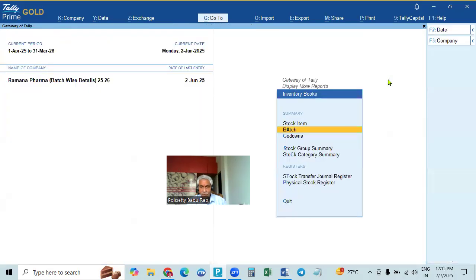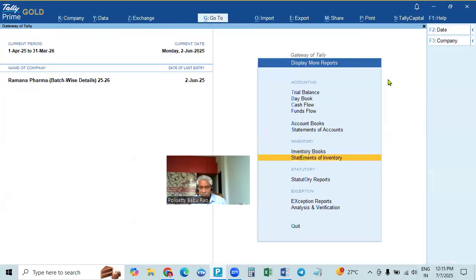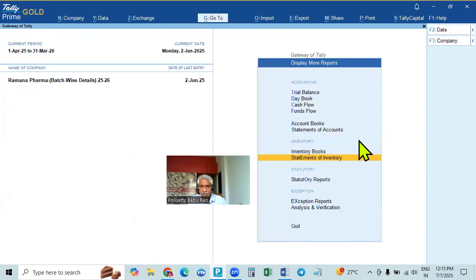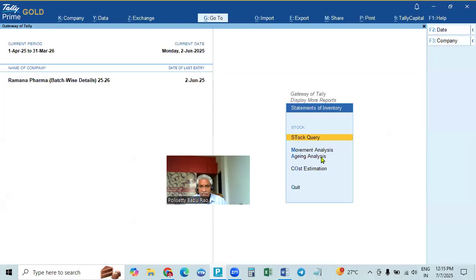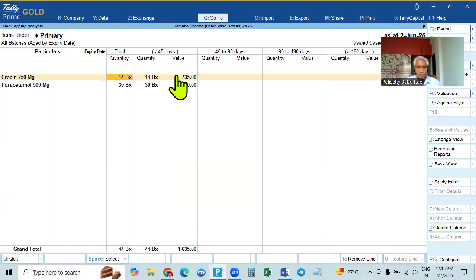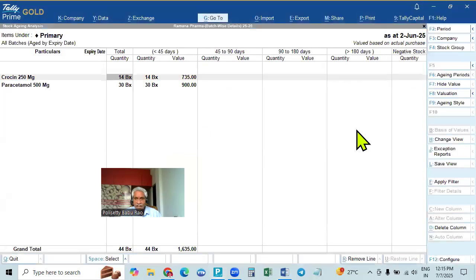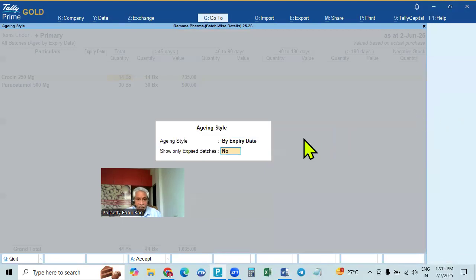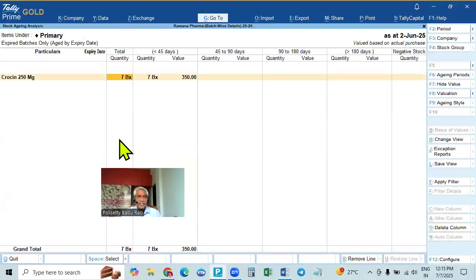Okay. And if you want to see the details of the expiry date also, come to statement of inventory, then come down to aging analysis. So in the aging analysis, you can go to primary, meaning all the things we will take up, and here details we require. So aging style by expiry date, and here show only expired batches. If we give yes, only expired batches will be shown. See, this is the only expired batch, 7.